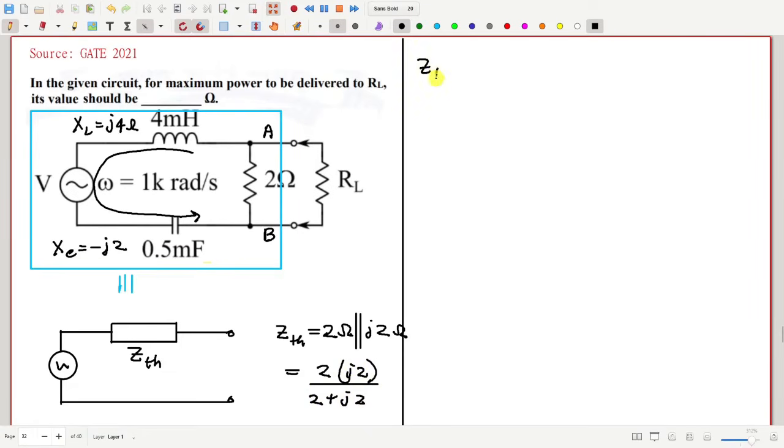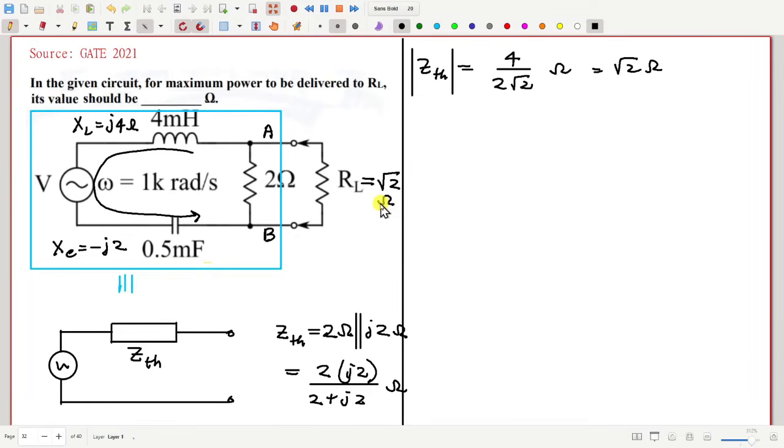So Z Thevenin, let me just find the magnitude of Z Thevenin. How much is that? Root 2 ohm. So what should be the value of RL? It should be root 2 ohm. Okay, fine.